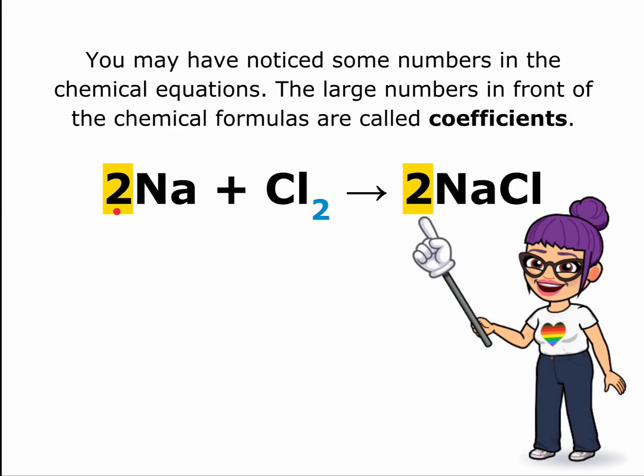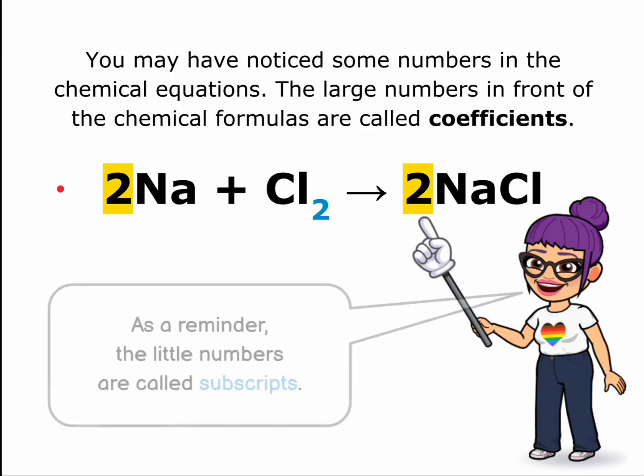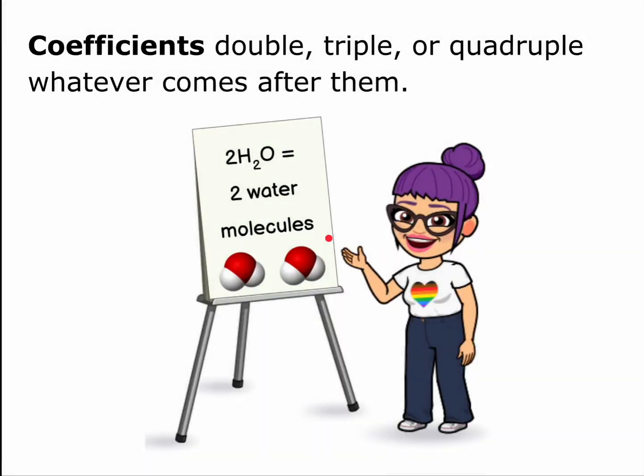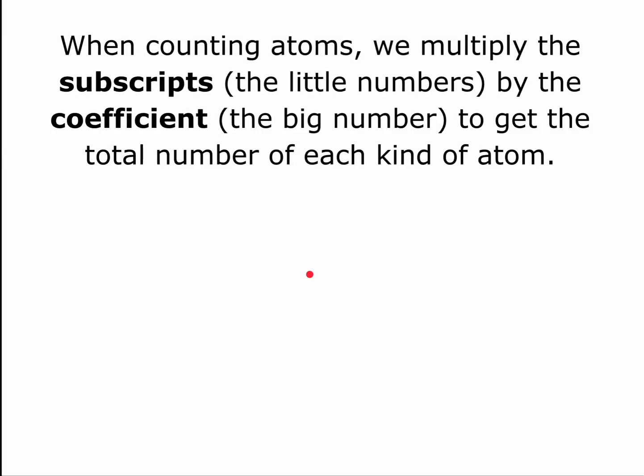The large numbers in front of the chemical formulas are called coefficients. Here's a coefficient and here's a coefficient. As a reminder, those little numbers are called subscripts. Coefficients double, triple, or quadruple whatever comes after them. So if we saw something that looked like this, 2H2O, that just means that there are two water molecules.